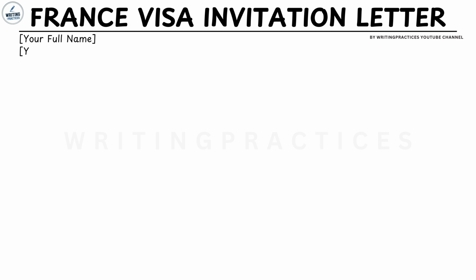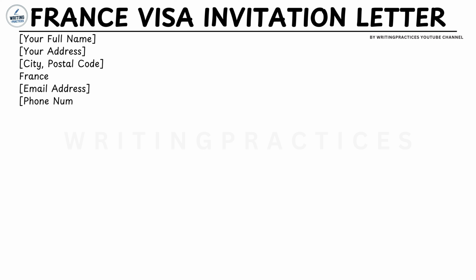The first step is to include your personal details at the top of the letter. This ensures that the visa officer can identify who is issuing the invitation and how to reach you for any clarifications. Your full name, address in France, postal code, email address, and phone number should be clearly stated. For example, John Dupont, 12 Rue de Rivoli, 75001 Paris, France, john.dupont@email.com, +33 123 45 6789.